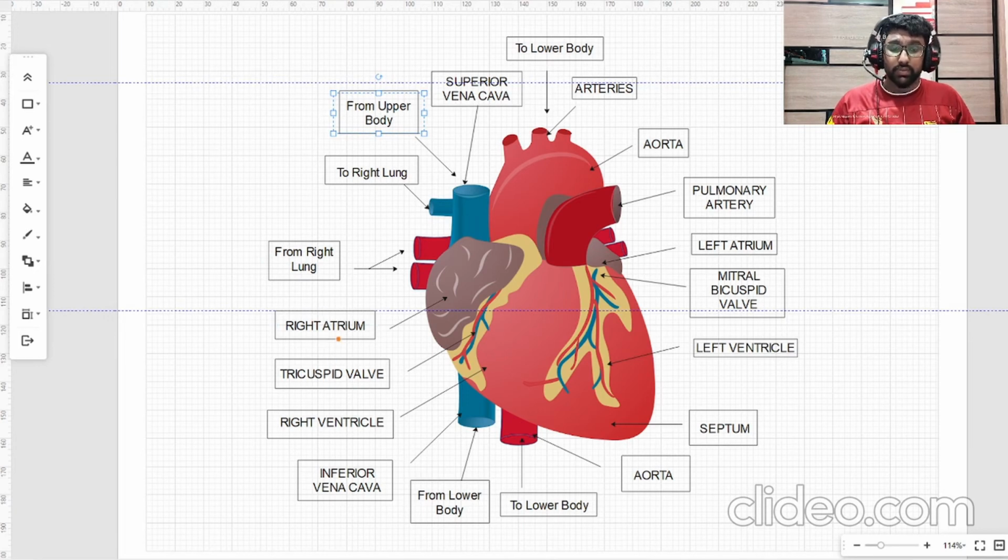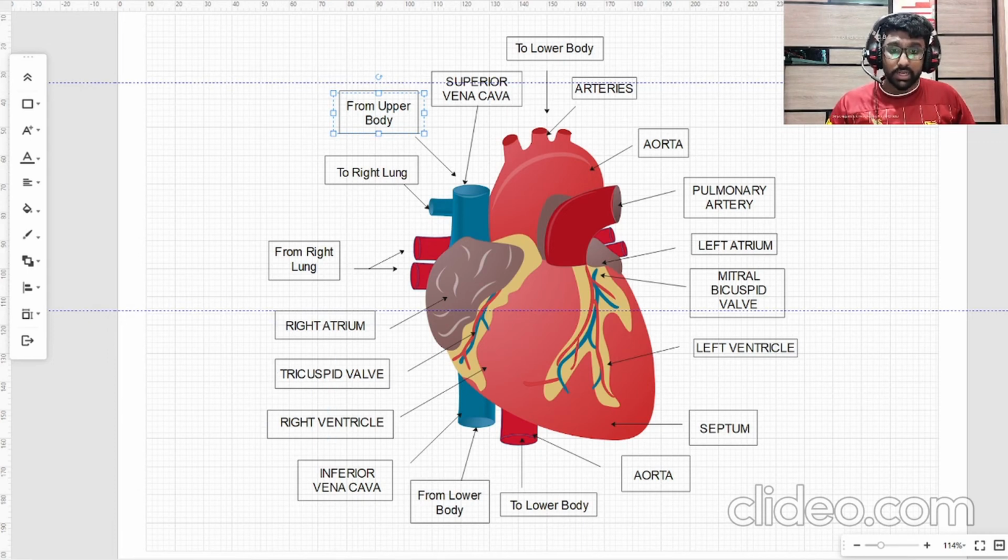And then we have the right atrium. There are actually two atriums in our heart, the right and the left. Both have their specific functions. For the right atrium, this is where we receive blood low in oxygen from the body, and then it is emptied to the right ventricle, which is located below the right atrium, through the tricuspid valve.